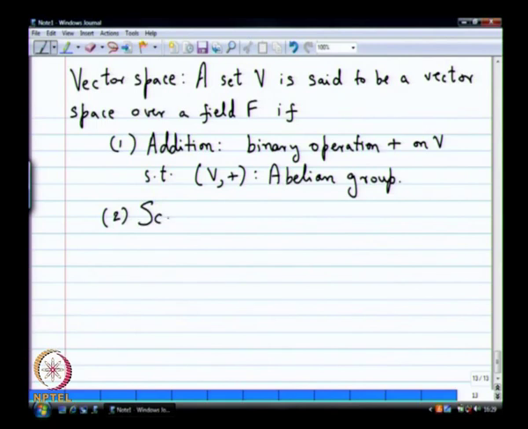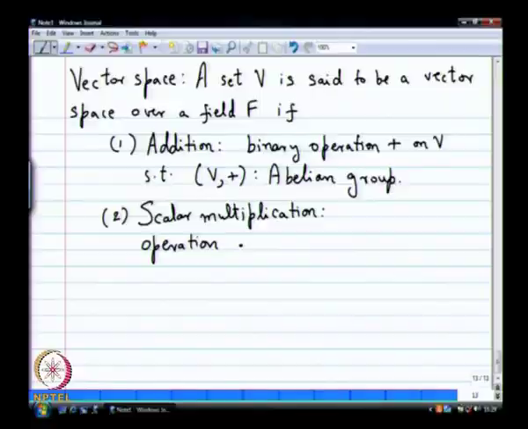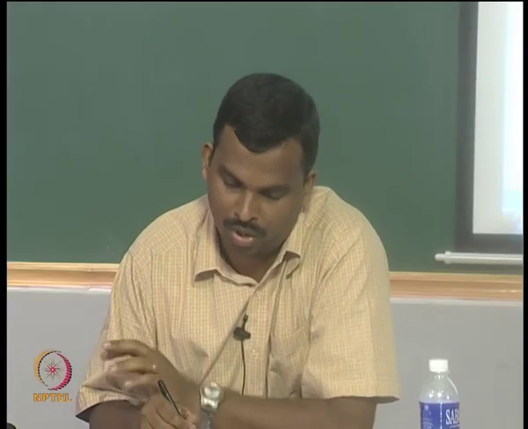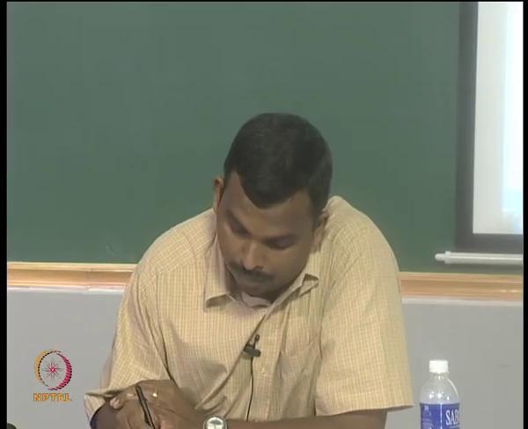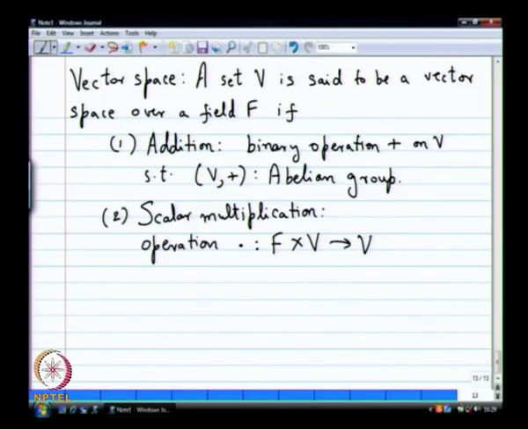The other thing is the scalar multiplication. That's where the field F comes in. So far the field F has not come in. The field F will come in a scalar multiplication. You need an operation dot, which might even be skipped. Whenever I say dot, the product operation we usually don't write. I mean, a dot b, we write it as simply a b. So it's either the vacuous operation or the dot, which is a mapping from F cross V to V. So that's the definition of a scalar multiplication.